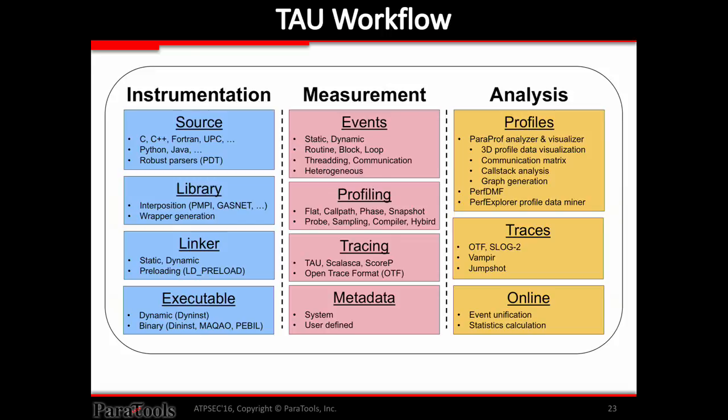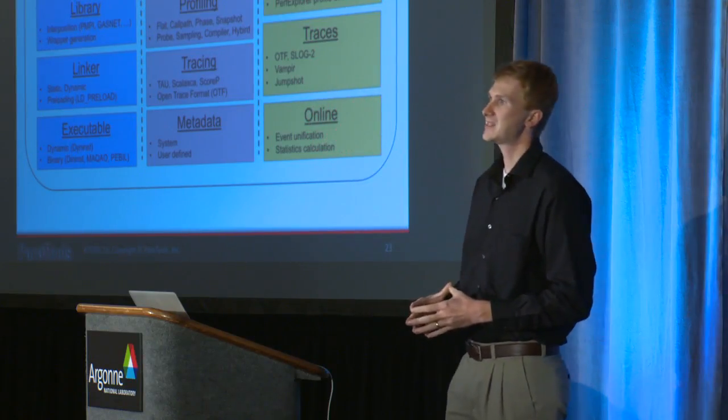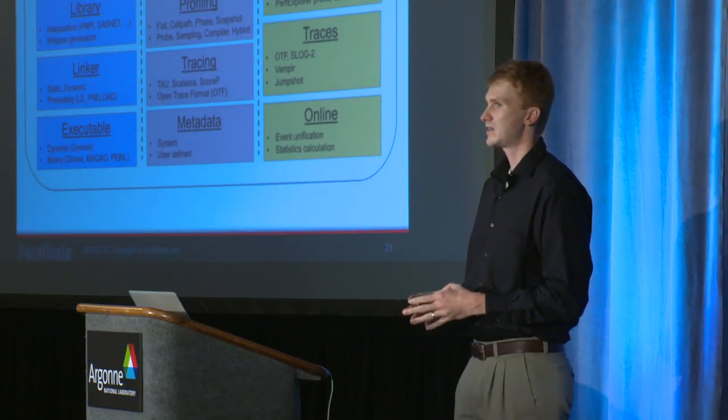And like the tools we've seen already, Tau can't tell you, in plain English, your code is slow because you have a load imbalance in function bar. It can only show you the data, and you have to derive that information by looking at the analysis.